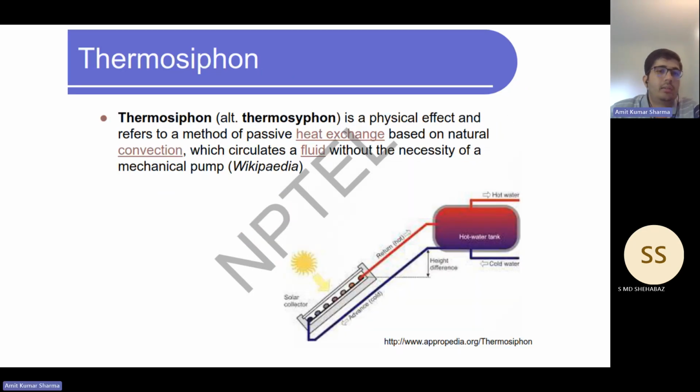And there is the thermosiphon. It is a physical effect and refers to a method of passive heat exchange based on natural convection, which circulates a fluid without the necessity of a mechanical pump. So it is a solar water heater. You can see directly, we can use solar radiation to heat the water.